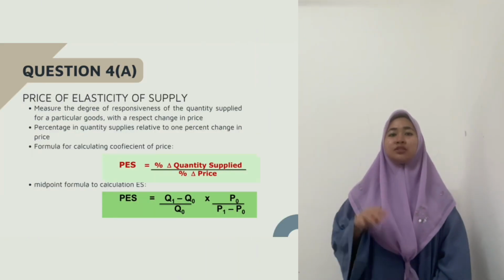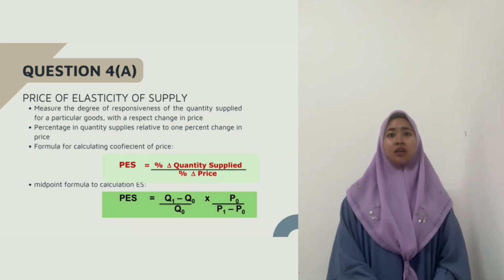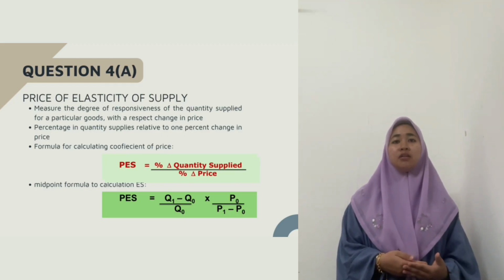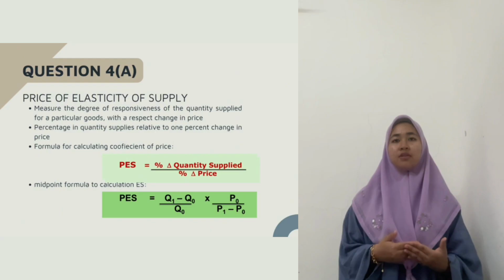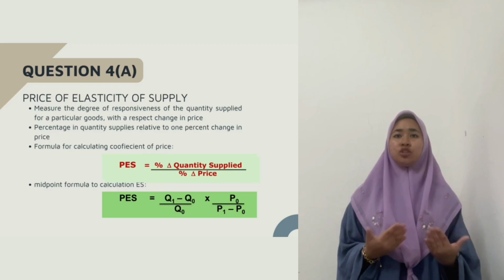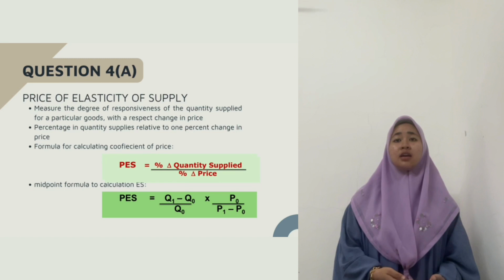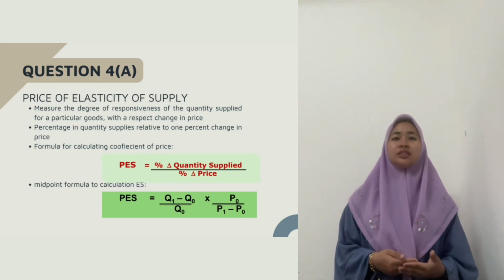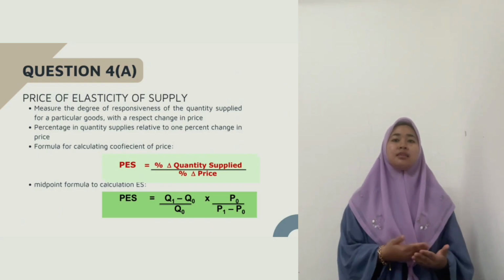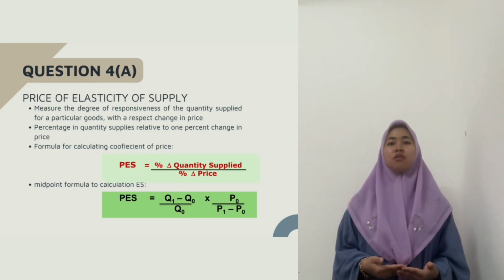I will be presenting question 4, which is the last question. What is price elasticity of supply, known as PES? The definition is the measure of the degree of responsiveness of the quantity supplied for a particular good with respect to a change of price. In short, it is the percentage change in quantity supplied relative to a 1% change in price. As you can see, the formula of the calculation, the coefficient of price, is the percentage change in quantity supplied over the percentage change in price of goods.